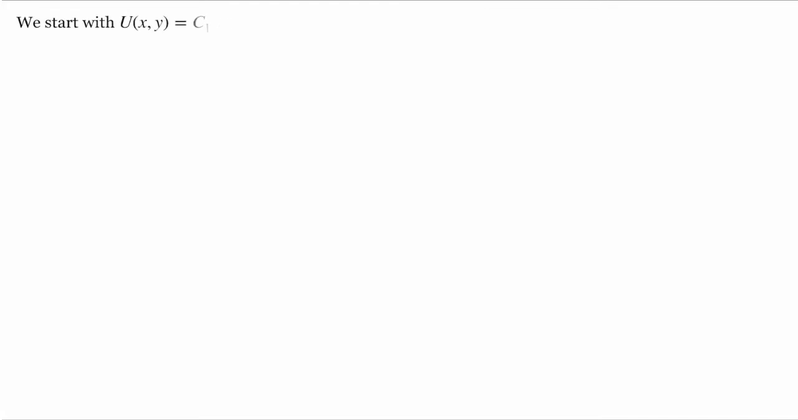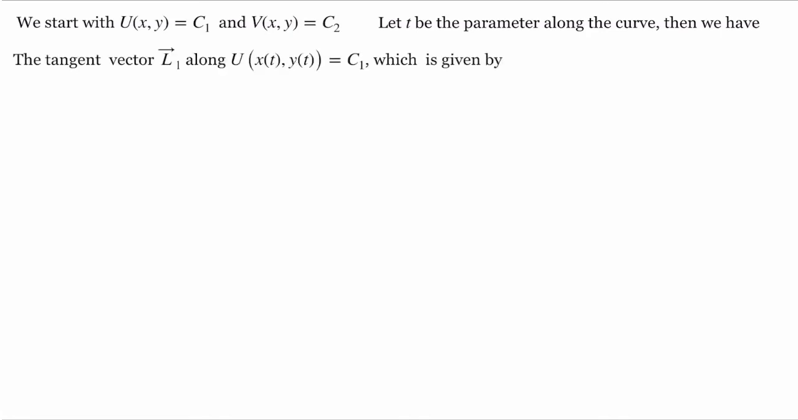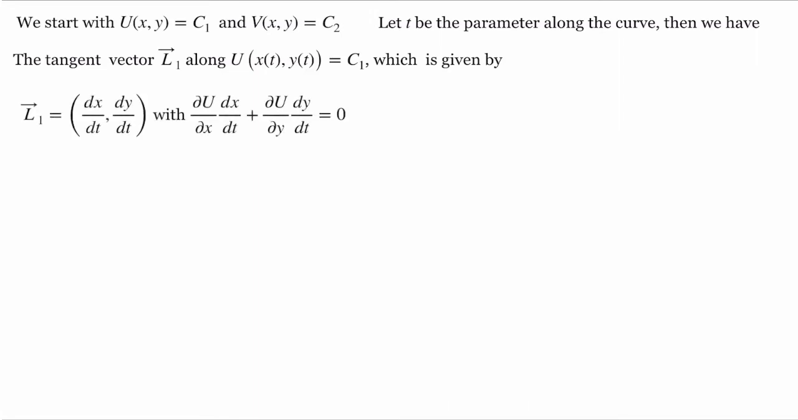Let's see how to show this using the Cauchy-Riemann condition. Let's start with u(x, y) = constant and v(x, y) = constant. Let t be the parameter along this curve, so we can independently parameterize it with t, as in the motion of a particle, or we can simply use either x or y as a parameter, but I am using t. Then the tangent vector L along u(x(t), y(t)) = constant is given by (dx/dt, dy/dt).